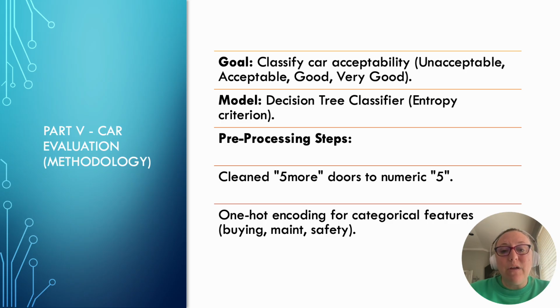In part 5, we analyzed the car evaluation dataset. This time, we achieved a massive success, utilizing a decision tree classifier because it handles categorical and numeric data effectively. We had to perform some specific cleaning, such as changing the text value of 5 more for doors into the number 5. This allowed the model to process the data numerically.